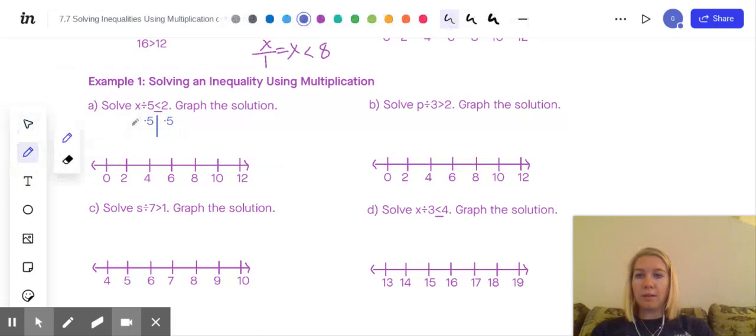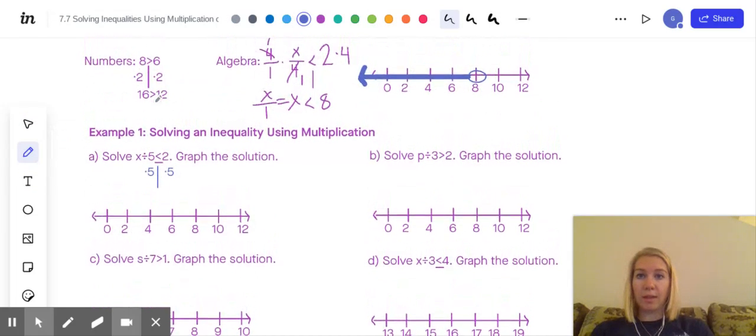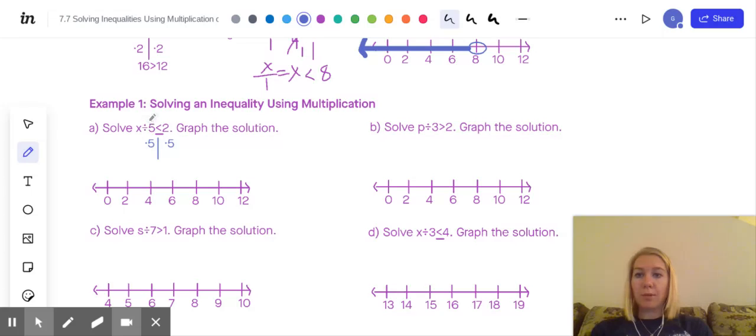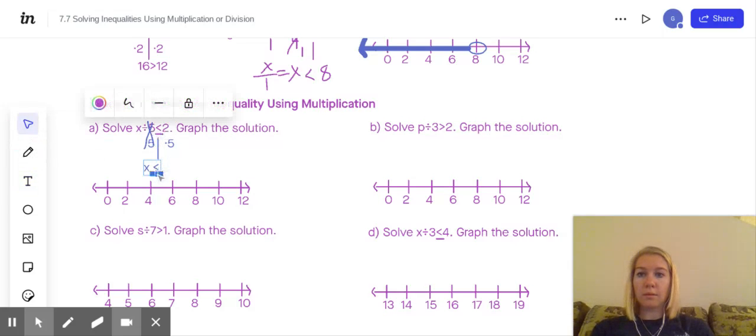And on the left side, I know divided by 5 and then multiply by 5. Well, those cancel out, right? I showed you that up here. If we were to rewrite them as fractions, we would really see that worked out. But just know that they cancel out and they equal 1. So on the left side, we just have x is less than or equal to, and then on the right side, we have 2 times 5, which is 10.